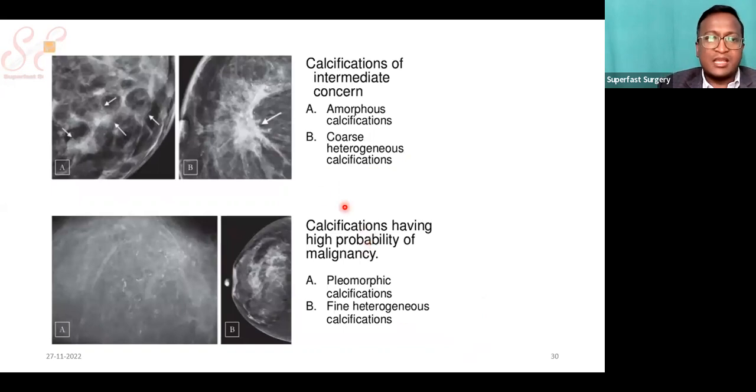So these are various microcalcifications. These are of intermediate concern, while these are of high probability of malignancy, that is pleomorphic calcification. The term pleomorphic means it is variable in density, size, and shape. So we can see none of the microcalcifications are similar. They are of variable density, shape, and size. So these pleomorphic calcifications, which are usually associated with malignancy, are of high concern.